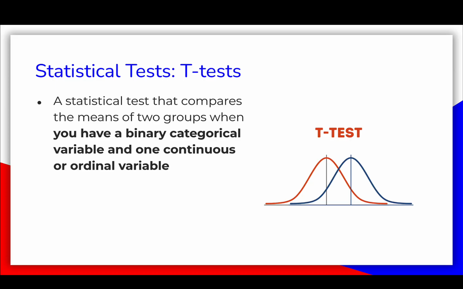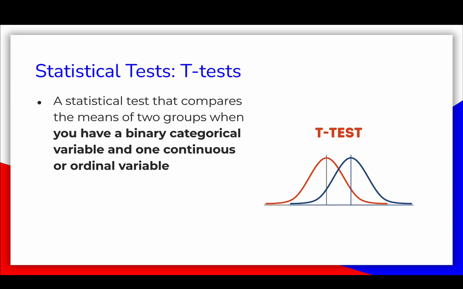Binary meaning it takes on two categories, okay? And then you have a continuous variable or ordinal variable like income. And let's say in our sample, we see that men make 105,000 and women make 100,000. But is there a statistically significant difference there? Is that difference large enough? You probably couldn't guess based off of your own intuition.